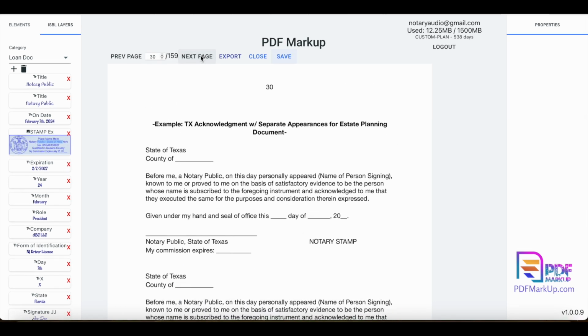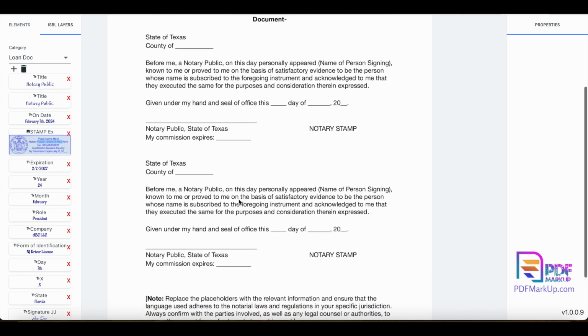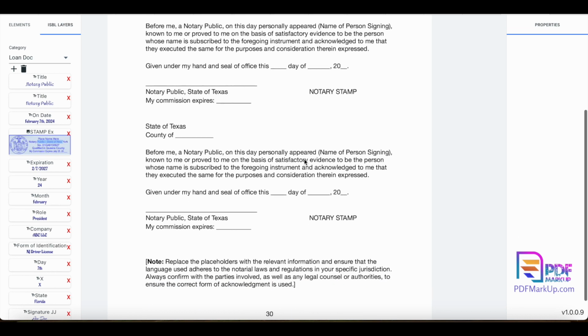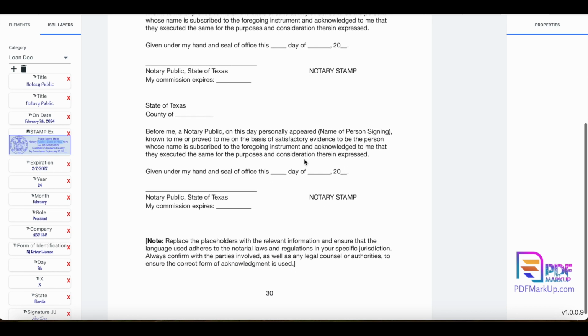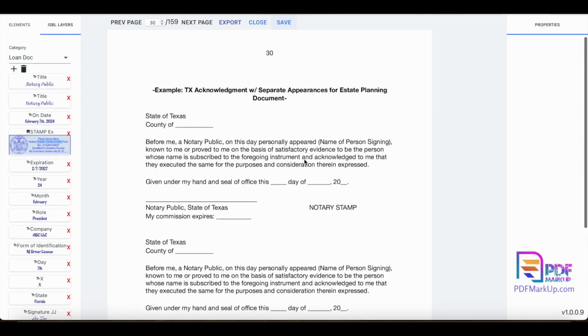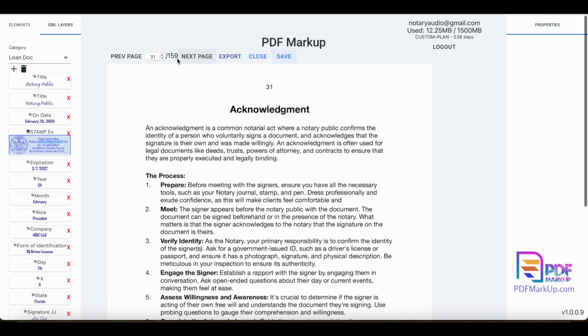So let's go to page 30. Same thing: county, date, sign, print name, expiration date, name of the person signing before you. Want to fill that out. Next. This is acknowledgements. We're going to cut that out.